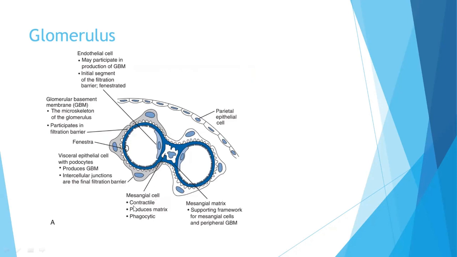Now, the mesangial cells are contractile, produce matrix and are phagocytic. The cells between the two glomerular cups are called the mesangial cells, and these contain the mesangial matrix. These are the supporting framework for mesangial cells and peripheral glomerular basement membrane. So in this figure, you need to understand that the glomerular basement membrane or the filtration barrier is formed by the endothelial cell, which has fenestrations, glomerular basement membrane, and visceral epithelial cell with podocytes.